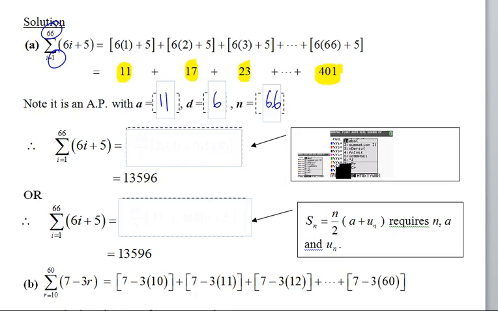Therefore, you have to apply the formula. This step is super important now. This is 66 over 2. Then what? You either do this, you can put 11 plus 401, that's no problem. Or you use the other formula, that's no problem.